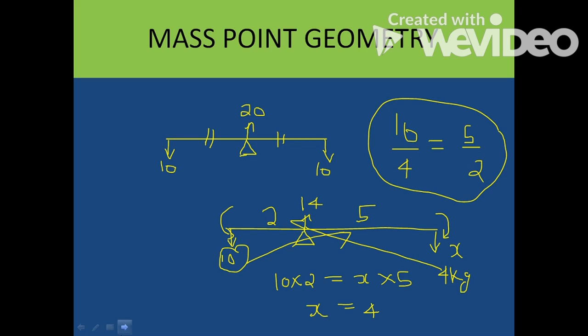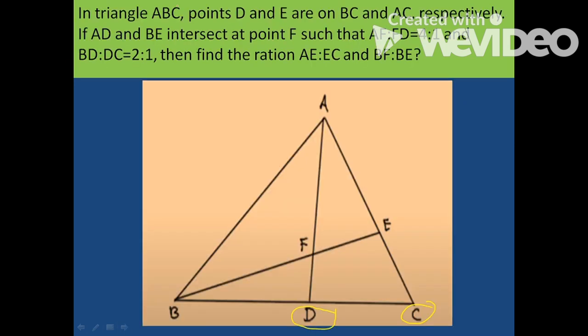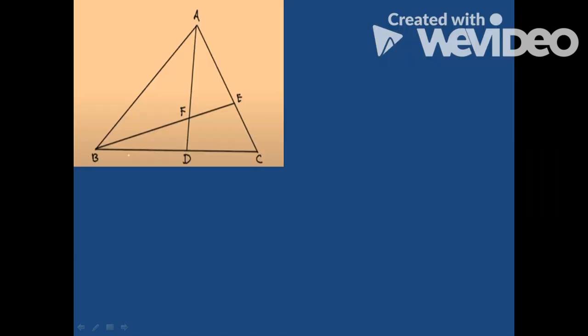Moving ahead, let's solve a problem. In a triangle ABC, points D and E are on BC and AC respectively. If AD and BE intersect at point F, the point at the center, such that AF is to FD is equal to 4 is to 1 and BD is to DC is 2 is to 1, then find the ratio AE is to EC and BF is to BE. So we are given that the ratio of BD is to DC is 2 is to 1 and the ratio of AF is to FD is 4 is to 1.